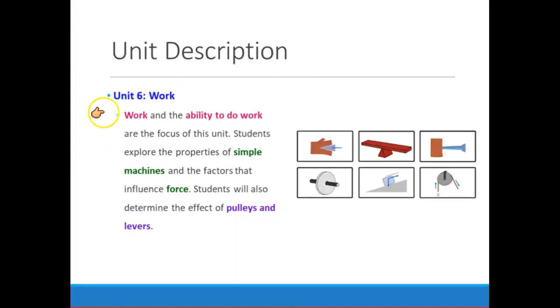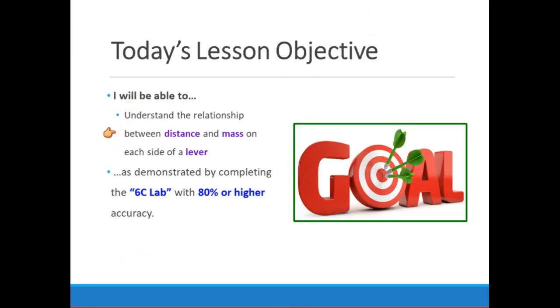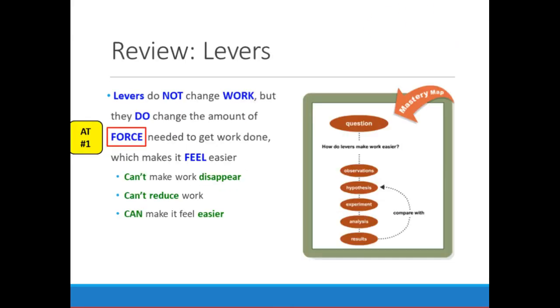Awesome. Okay. So we've been talking about work, right? We talked about the ability to do work. We've talked about simple machines, different things that influence force, and specifically in our simple machines, we talked a lot about pulleys and levers, and today our lab is going to go over levers. So our objective for today is to understand the relationship between the distance and mass on each side of a lever. And again, we are working on a lab today, but it's not a scary lab. We are going to do really well on it.